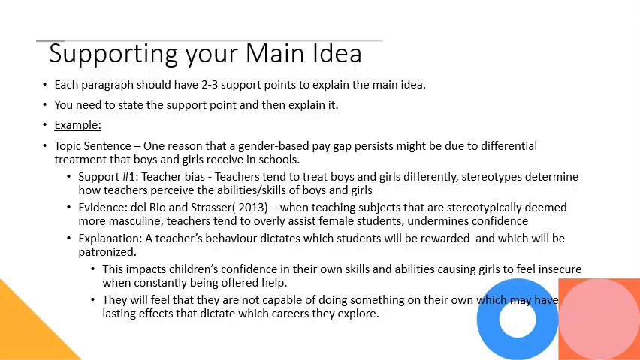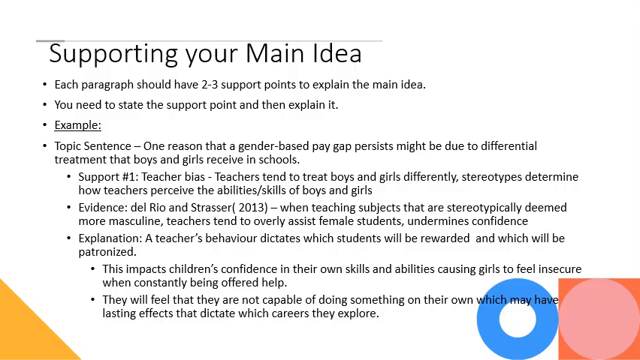Then I need to explain how that evidence matters. Why is that important? How is that connected to my main idea? So some points I have here is that a teacher's behavior dictates which students will be rewarded and which will be patronized. This could impact confidence in their own skills and abilities. They'll feel they're not capable of doing something on their own, which may have lasting effects that dictate which careers they explore. So that's just one supporting idea.